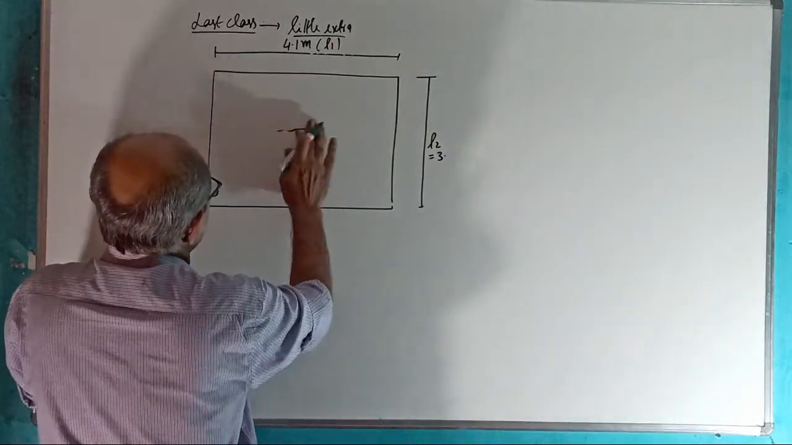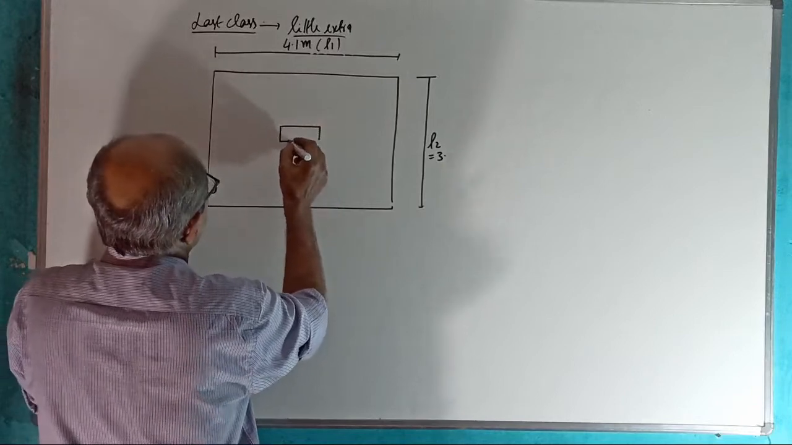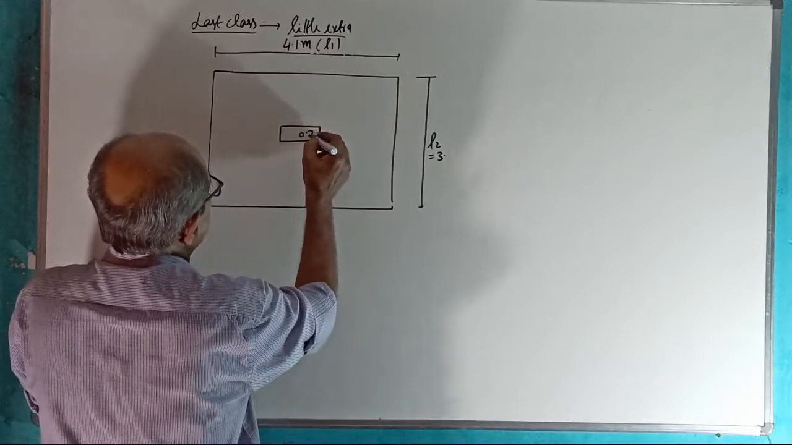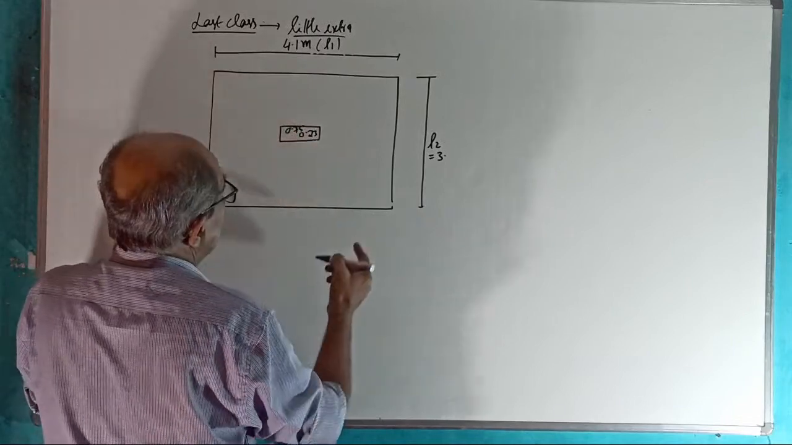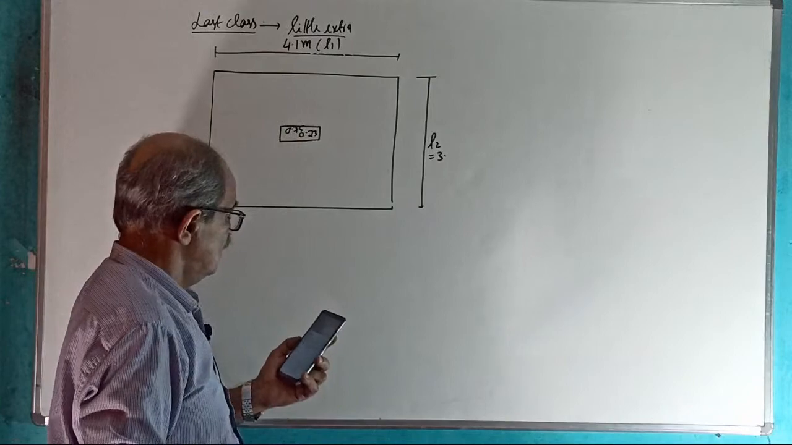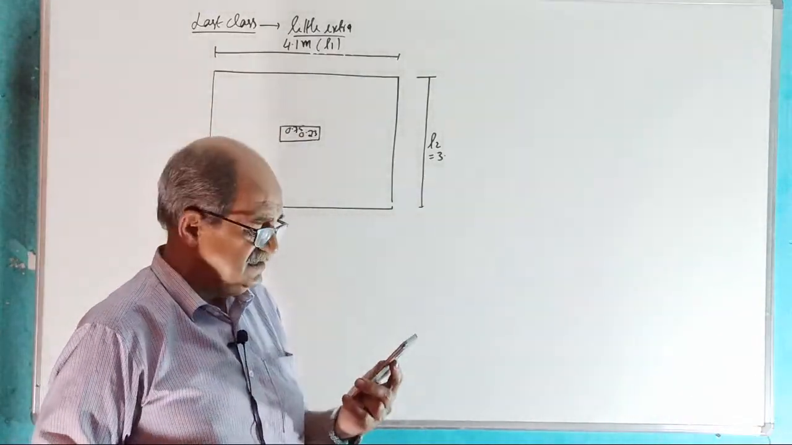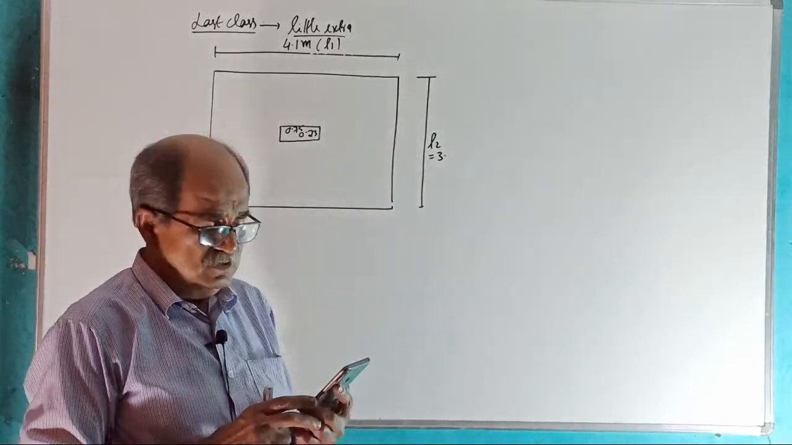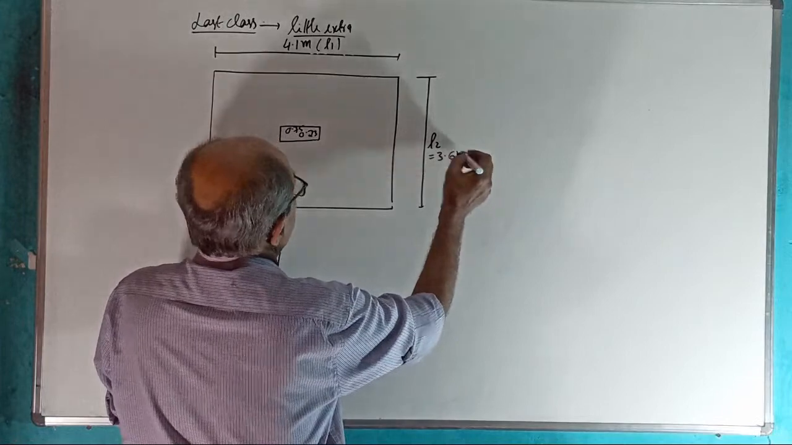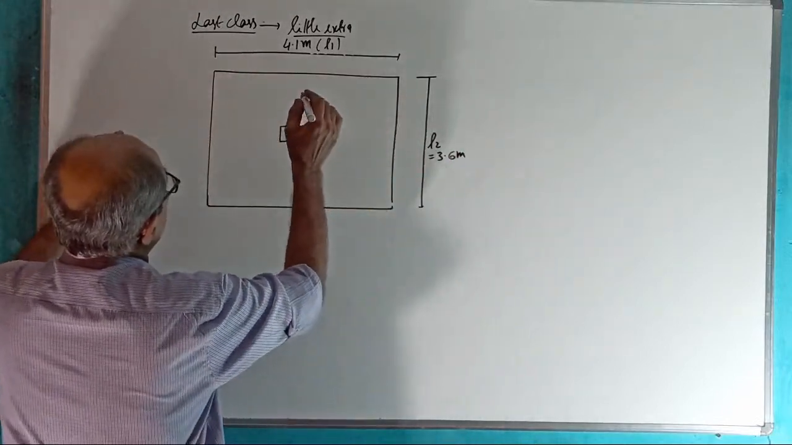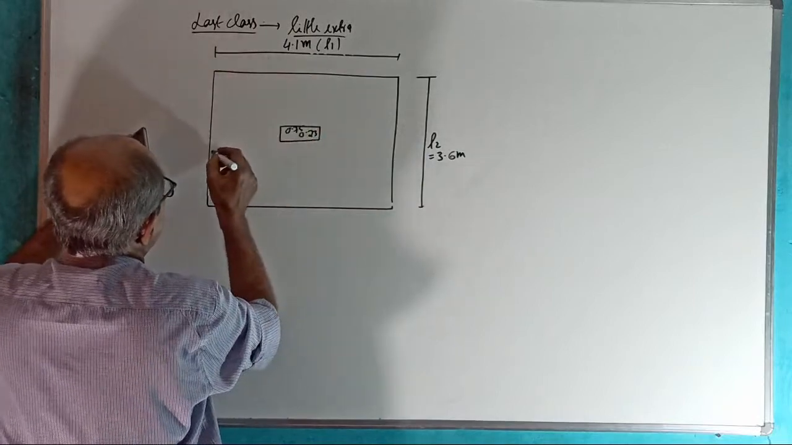The column I will put here now. The column dimension, this is 0.23, this is 0.75. How much is L2 equal to? Yesterday we finished the class. What is L2 value? 3.6 meter. Okay.